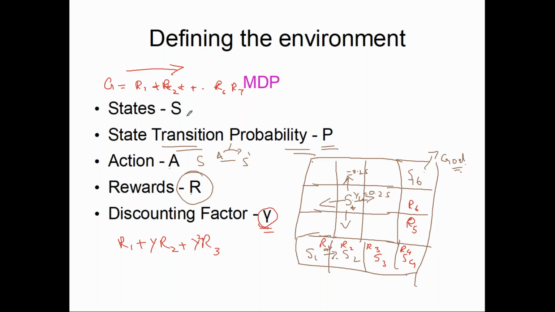So these are all the things: states, action, rewards, state transition probability, discounting factor. These are all helpful for defining an environment. Okay. So this is referred to as MDP. Let's move on to the next thing.